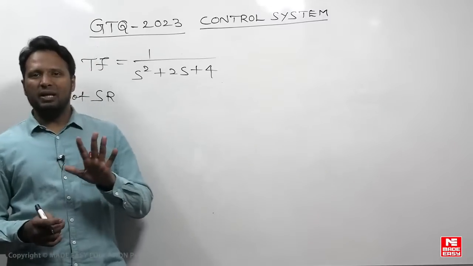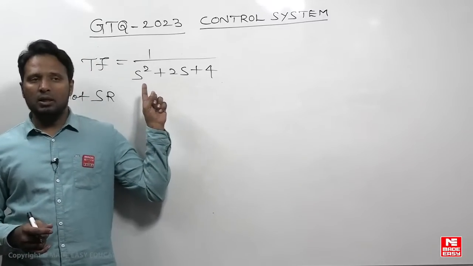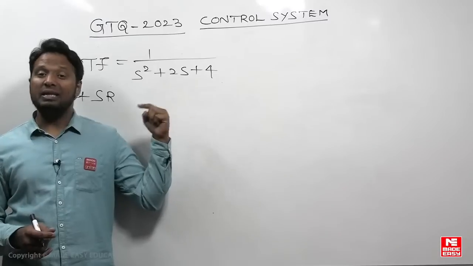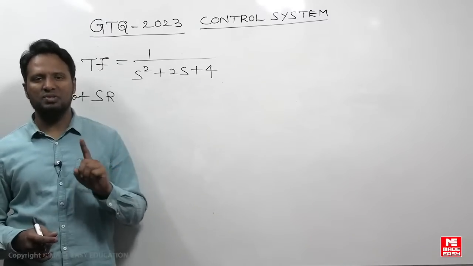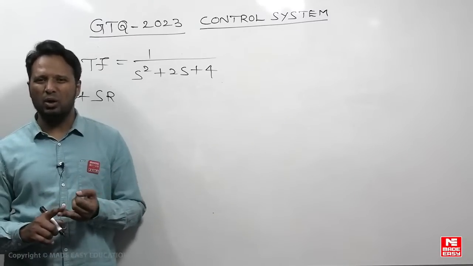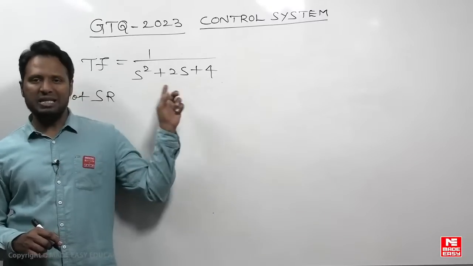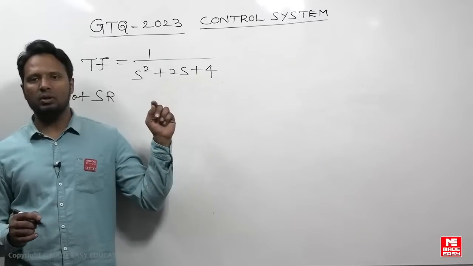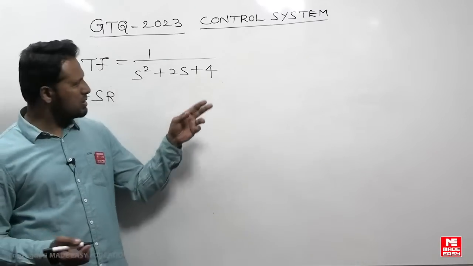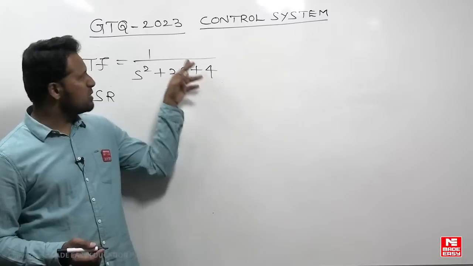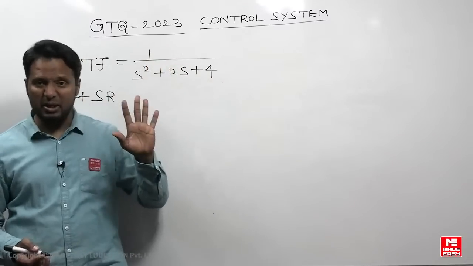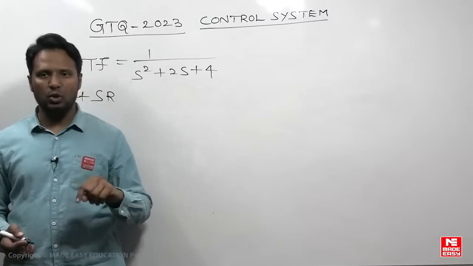First, you will decide whether this is standard second order or not. The first thing you have to do. Is it standard or not? Answer: no, it is second order but not standard second order. Why is it not standard second order? Because if this value is 4, this should also be 4. So it is not standard second order. Number 1.